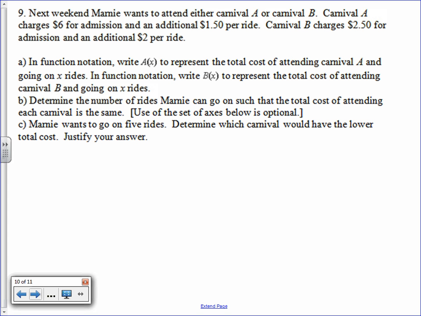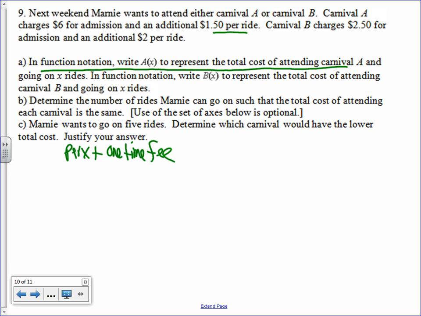Next weekend, Marty wants to attend either Carnival A or Carnival B. Carnival A charges $6 for admission and an additional $1.50 per ride. Keyword: per. When I'm writing linear equations, again, it's per x plus the one-time fee. So jumping ahead, it wants us to write A of x to represent the total cost for attending Carnival A. For Carnival A, the per is $1.50, and the one-time amount is the $6 admission.